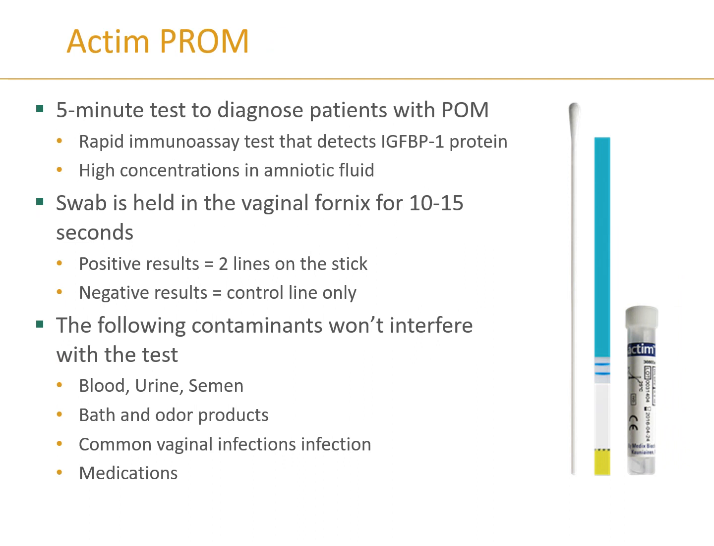The Actim PROM test is going to detect the IGFBP-1 protein. So similar to the other kit test, where you're looking for a reaction in that test strip, you're looking for 2 test lines versus 1. In this particular test, it does not have the interfering substances like some of the other tests do. So this is actually a pretty good test as far as not having to worry about anything interfering with it.